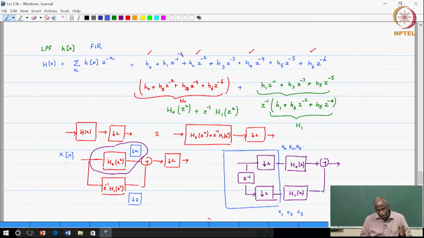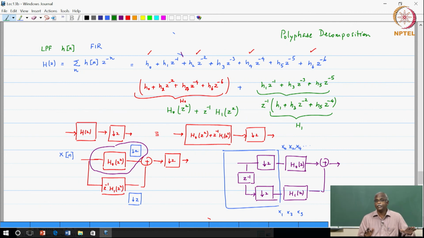In the original case what were you doing? You took x of n, you filtered it with H0 and H1, then you threw away half the samples and then finally obtained the output. Now, this you can see is the power of multirate signal processing. So, whether it is upsampling or downsampling with the appropriate filtering, this is what we refer to as polyphase decomposition. Polyphase decomposition probably was the discovery that opened up the world of multirate signal processing.